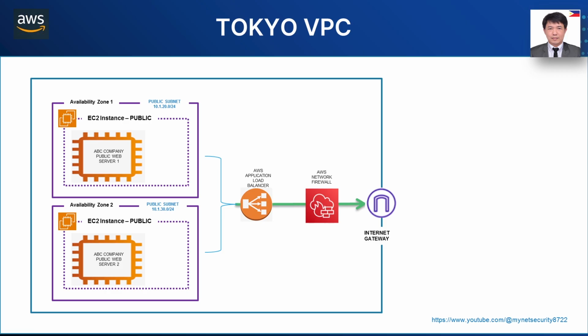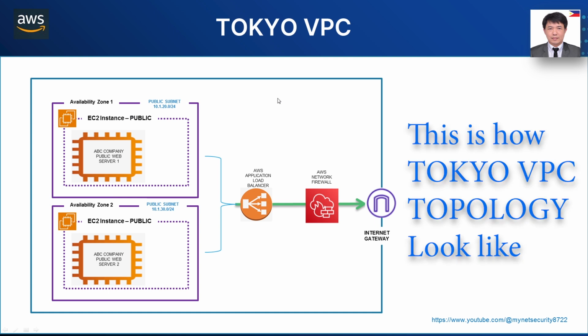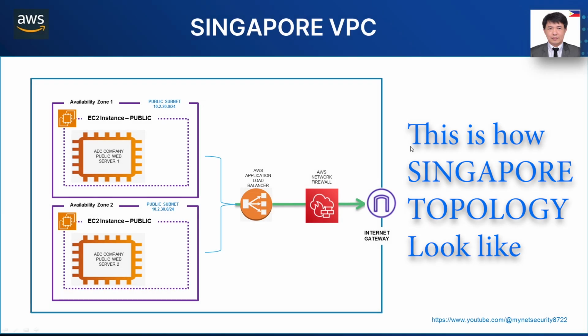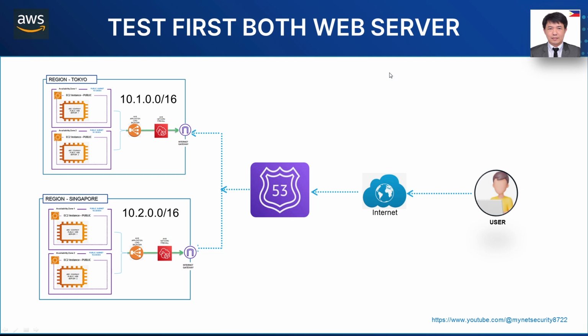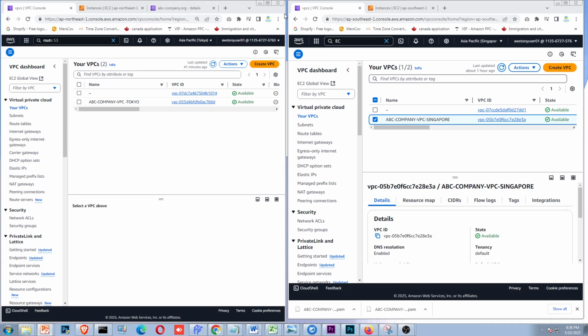After a few minutes, I already finished the deployment of the Tokyo VPC. The topology will look like this, and I also already finished the VPC for Singapore. Before we start, we need to test if our current web servers are working. First we need to check Tokyo. As you can see on my screen, I have two browsers open, one on Tokyo, one on Singapore.